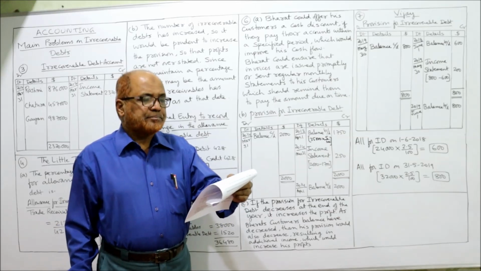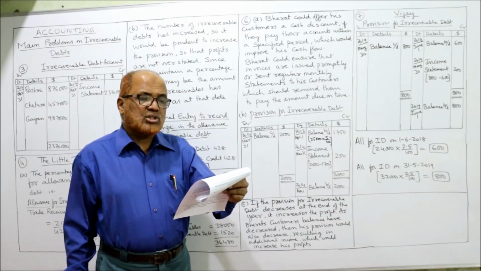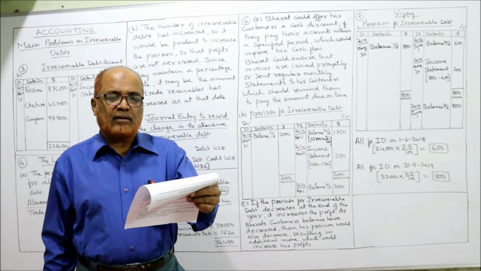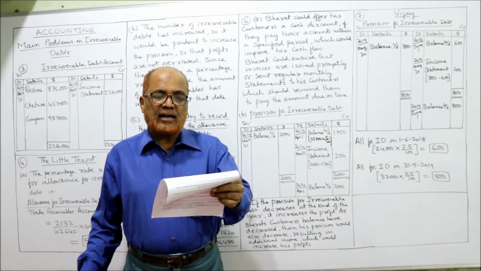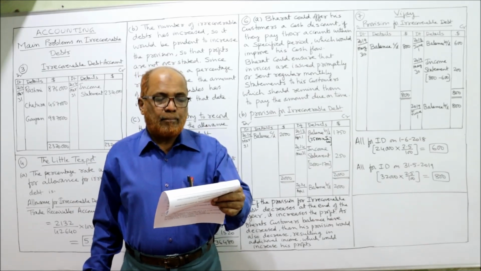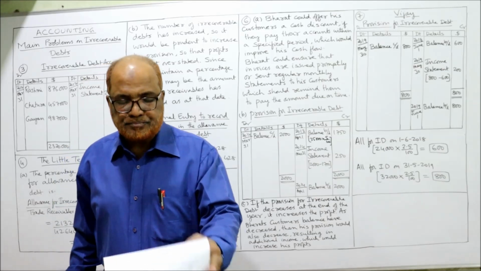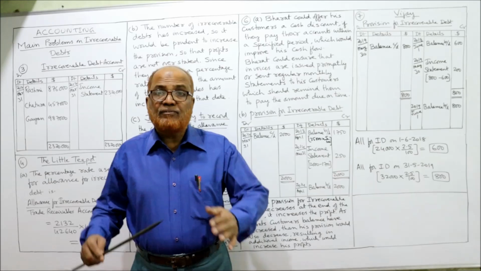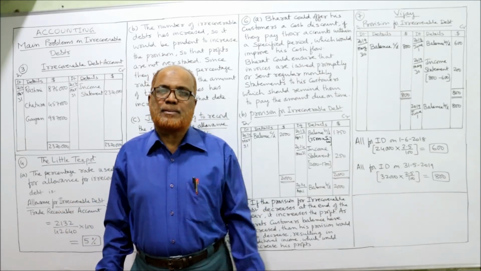Last question, D. Explain the effect on the net profit for the year ended 31st March 2014 if Bharat's trade receivables had decreased and the allowance for irrecoverable debts is maintained at 5%. What is the effect on the net profit if the trade receivables have decreased?